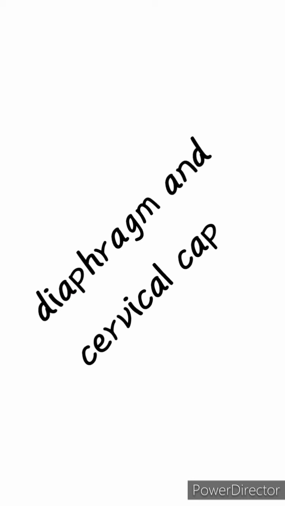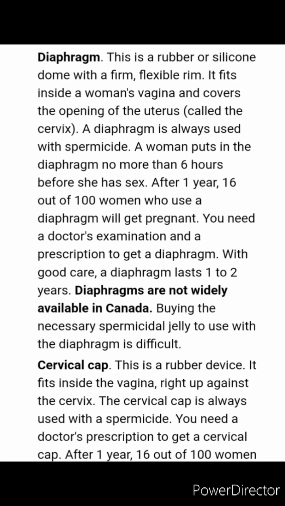Next is the diaphragm and cervical cap. Diaphragm is a rubber or silicone dome with a firm, flexible rim. It fits the opening of the uterus called the cervix. A diaphragm is always used with spermicide. A woman puts in the diaphragm no more than 6 hours before she has sex. After 1 year, 16 out of 100 women who have used a diaphragm will get pregnant.